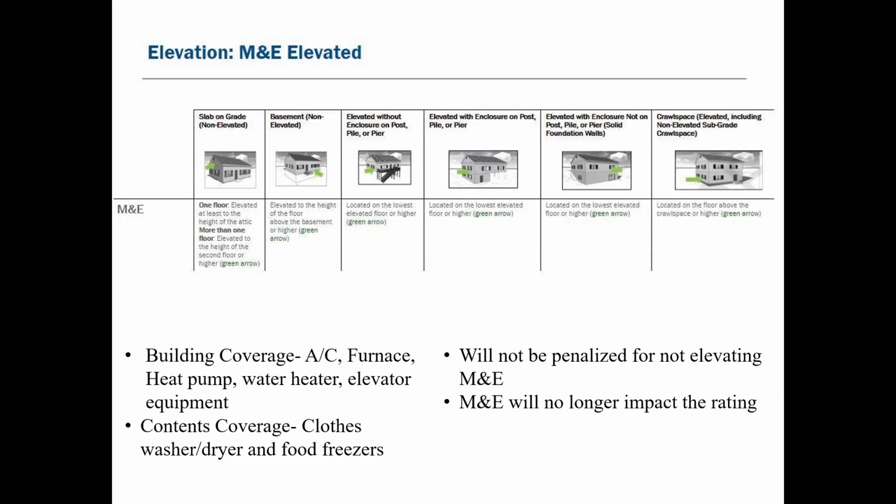With a basement, it's to the floor above the basement or higher. If you have a diagram 5, 6, or 7, so elevated without an enclosure, with an enclosure, or on a full story enclosure, then it has to be to the lowest elevated floor or higher. And if you have a crawl space, it's got to be to the floor above the crawl space or higher. So no one's going to be penalized for not elevating their machinery and equipment as far as insurance. Of course, that's still a compliance issue, but it's not going to increase your premium at all. You just won't be getting the 5% discount.